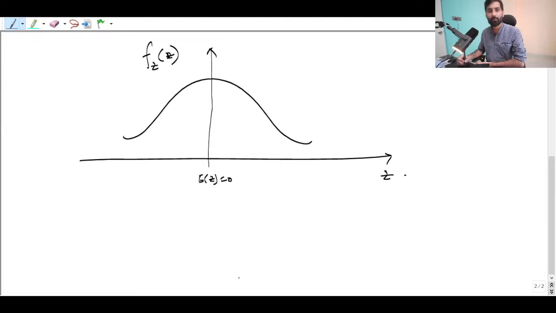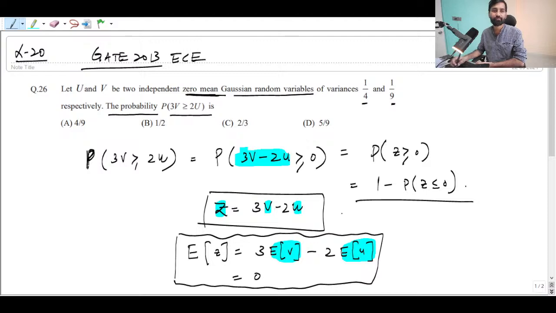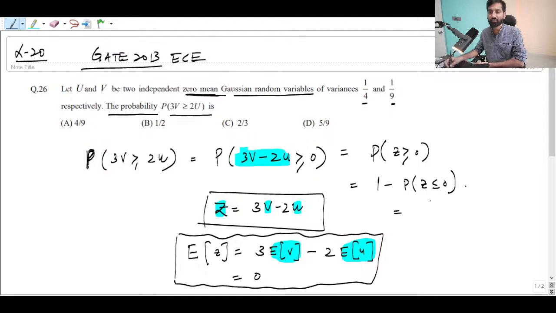What they are asking in the question is the probability of Z greater than or equal to 0. You can also write this as 1 minus the probability of Z less than 0. By looking at the Gaussian distribution, the probability of Z less than 0 is 1 by 2. So 1 minus 1 by 2 is nothing but 1 by 2. So the answer for this question will be B.